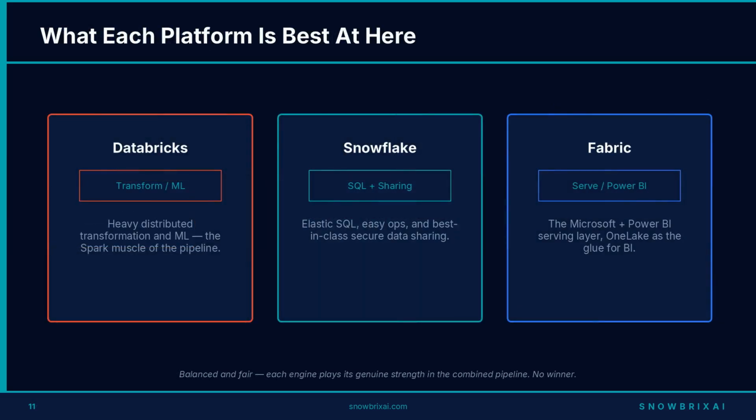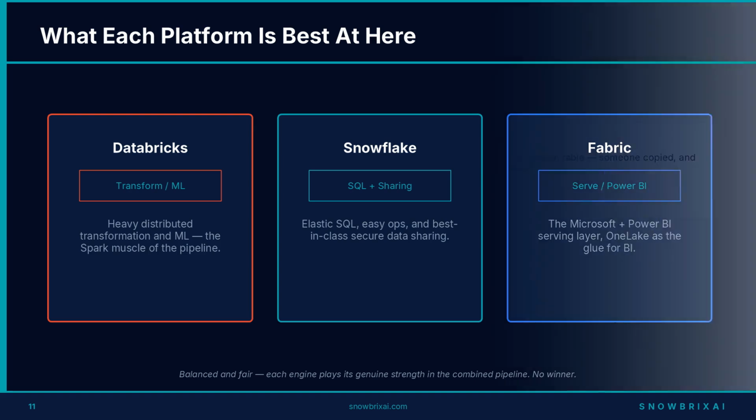Let me be fair to all three. Databricks brings heavy distributed transformation and machine learning. It is the Spark muscle of the pipeline. Snowflake brings elastic SQL, easy operations, and best in class secure data sharing. Fabric brings the Microsoft and Power BI serving layer with OneLake as the glue that holds the business intelligence together. No winner here. Three genuine strengths. The architecture lets you use all three at once.